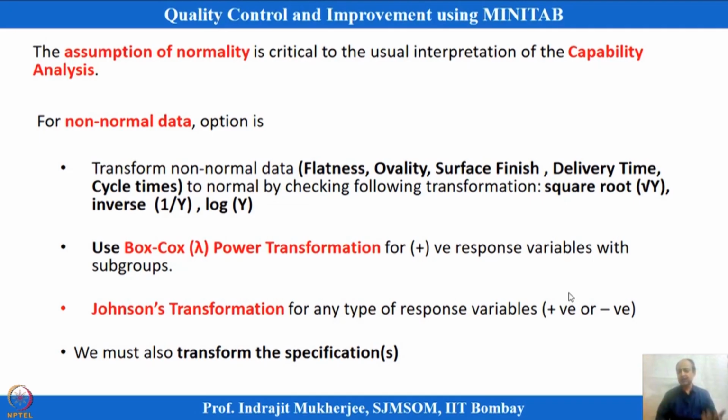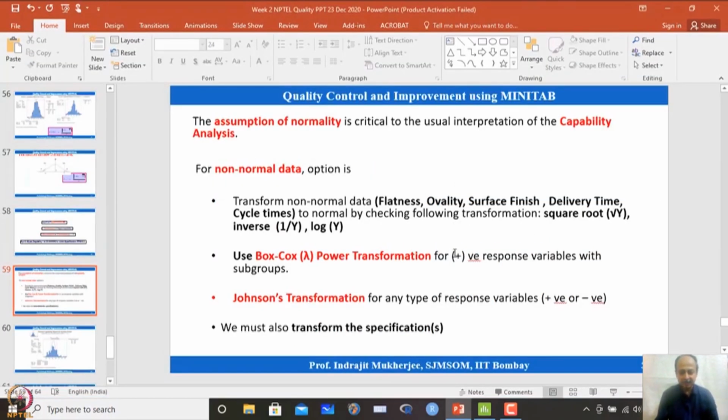I am not assuring that it will work every time, but there are two options which can be explored to convert the data into normal data. One is Box-Cox power transformation, one is Johnson's transformation. Sometimes one will work, one will not. Box-Cox transformation requires that the CTQ values are positive, and with Johnson's transformation we can transform any values, positive or negative. So I will show you a data set and the MINITAB options to transform and interpret it.